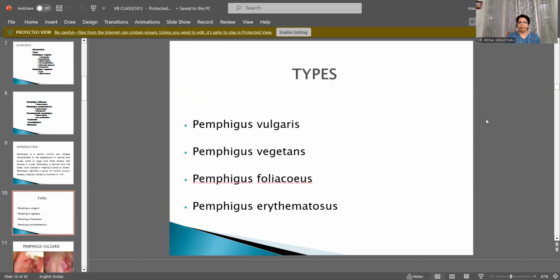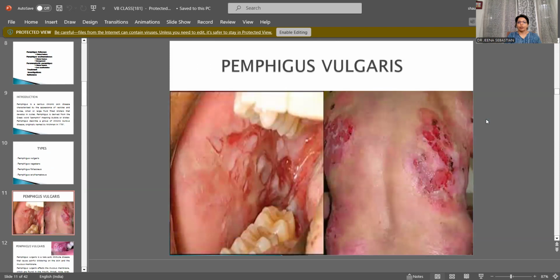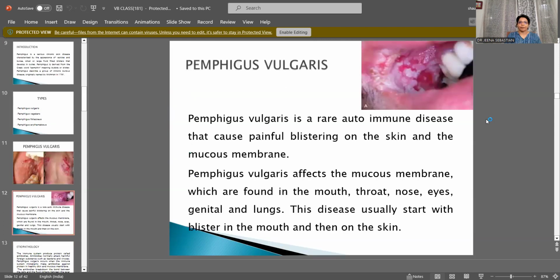So, what are the types of pemphigus? Mainly, there are four types, that is pemphigus vulgaris, vegetans, foliaceus, and erythematosus. These are the pictures showing the severity of pemphigus vulgaris in the oral mucosa as well as the skin lesion. Pemphigus vulgaris is a rare autoimmune disease that causes painful blistering on the skin and mucous membrane. It affects the mucous membranes found in the mouth, throat, nose, eyes, genitals, and lungs. The disease usually starts with blisters in the mouth and then onto the skin.